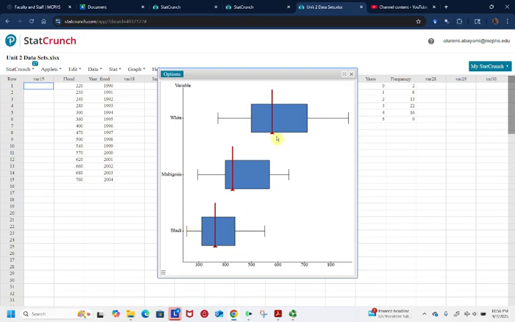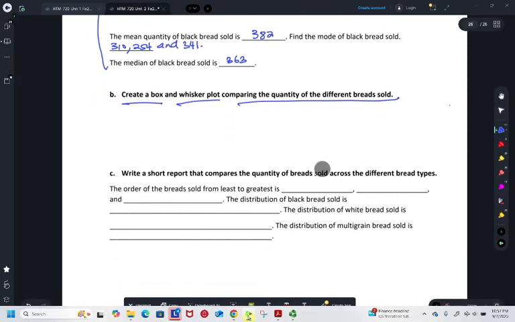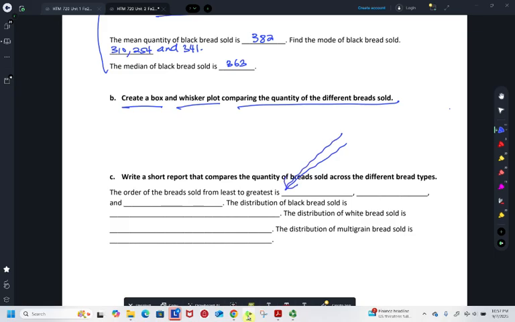Then from the box plots, we can tell that the distribution of white bread is approximately symmetric, with about similar spread on either side of the median. But for multi-grain, we can see that it is significantly right skewed. So we can see a longer tail to the right than to the left. Whereas black bread is approximately symmetric. So we're going to key that in here, the report of what I've drawn.